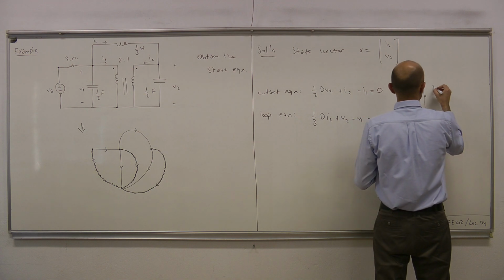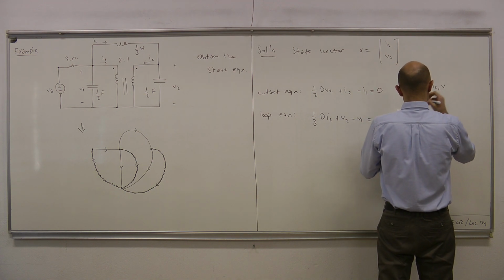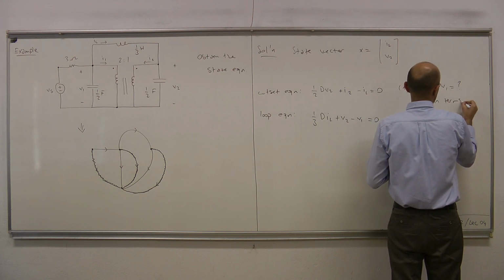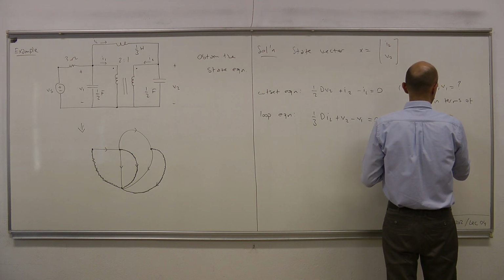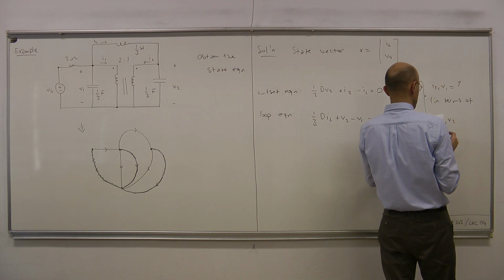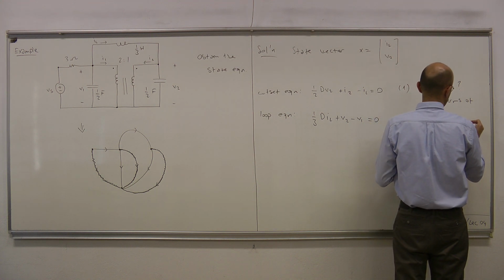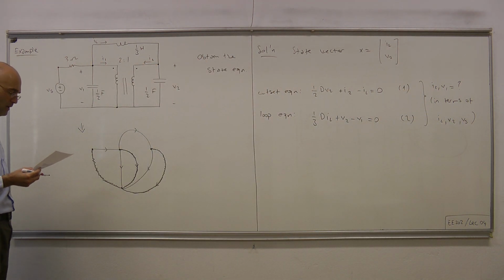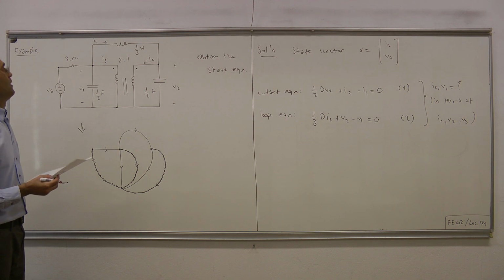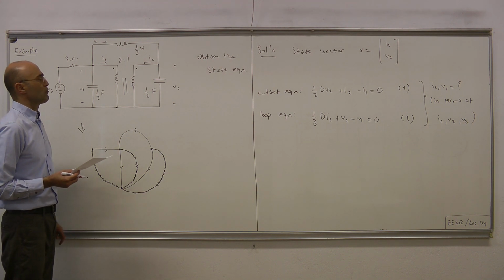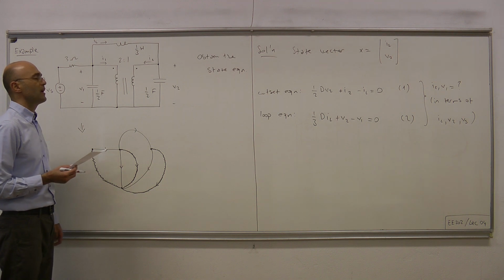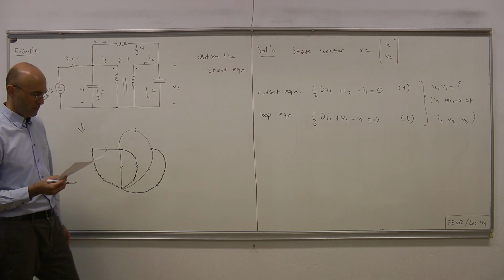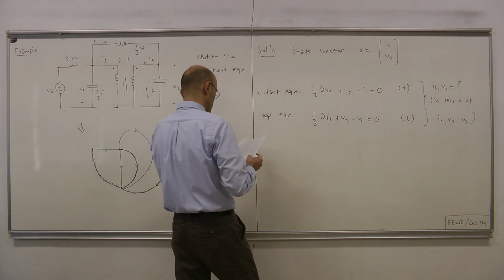So we ask the following question: what are I2 and V1 in terms of formulation variables? That is, the state variables IL, V2, and input Vs. Okay. Let's do that. Note that so far we haven't used the terminal equations for the ideal transformer, so we have to at some point use them. So let's do it.